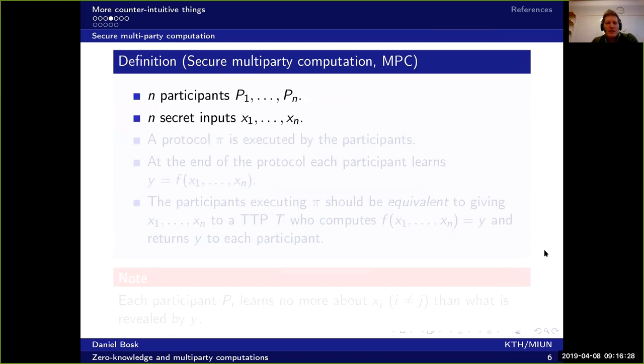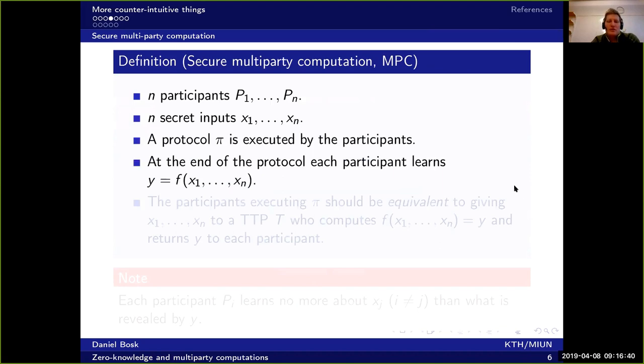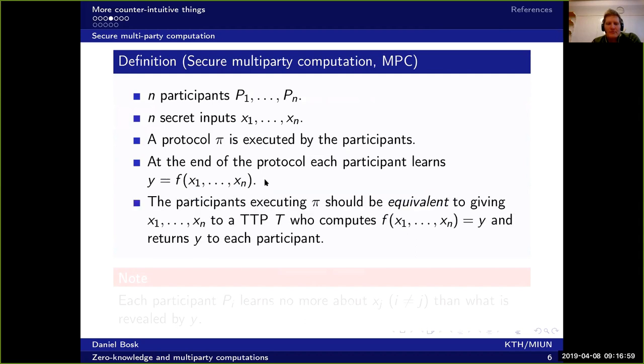So the definition of secure multiparty computation is that we have these n participants, we have the n secret inputs, and then we have a protocol pi, which is executed by these parties. And at the end of the protocol, each participant learns y, which is the output of this function on these secret inputs x1 to xn. And the participants executing this protocol pi should be equivalent to giving these secret inputs to a trusted third party who computes this function and returns y to each participant. So now you see the relation to the trivial solution that we have.